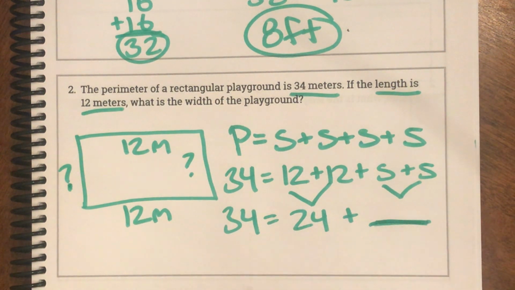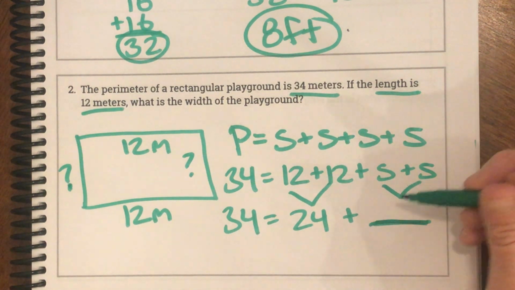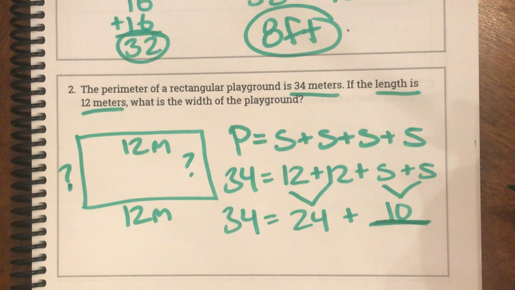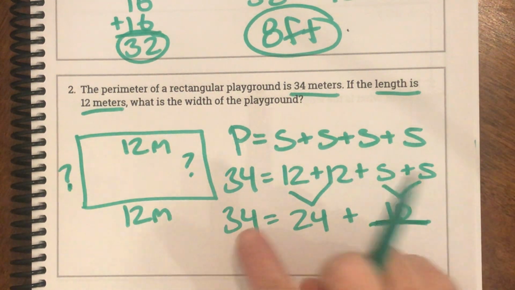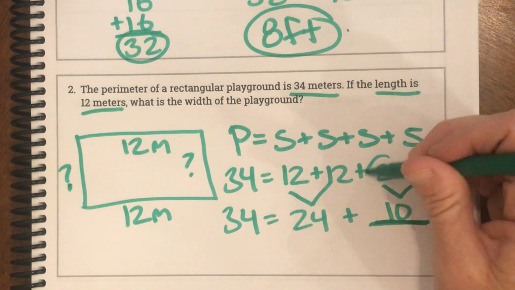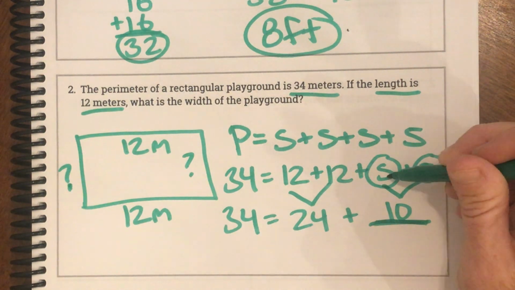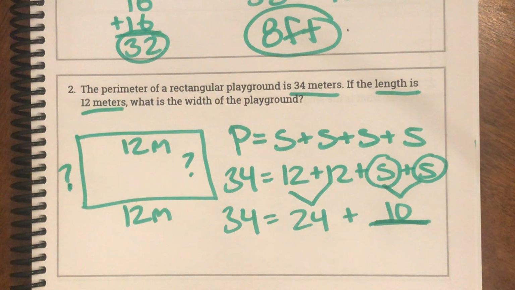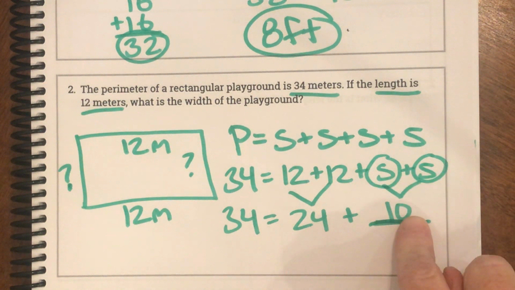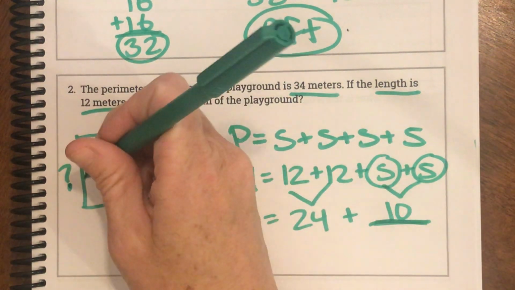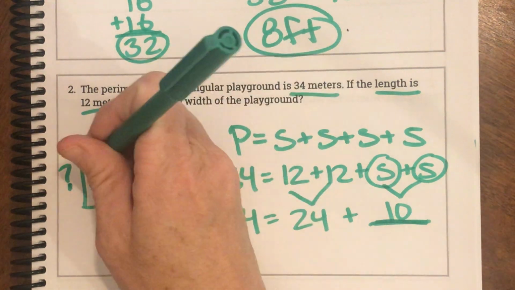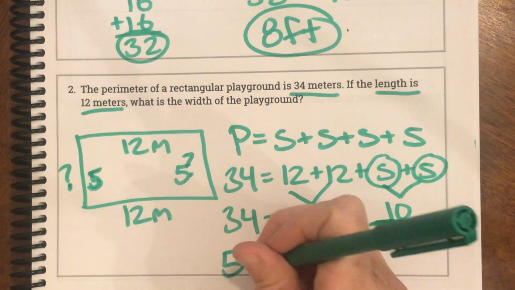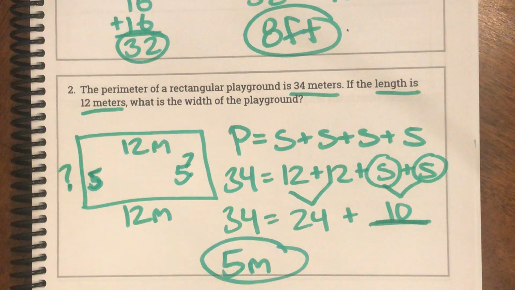What has to go here, friends? 24 plus what equals 34? Don't we have to put a 10 there? Because 24 plus 10 is 34. So what do these sides have to be? What plus what equals 10 if they have to be the same? Wouldn't that have to be 5 plus 5 equals 10? So I'm saying our missing numbers were 5. So our missing width is 5 meters.